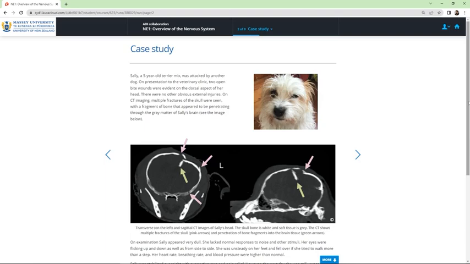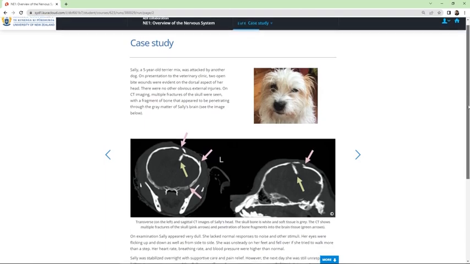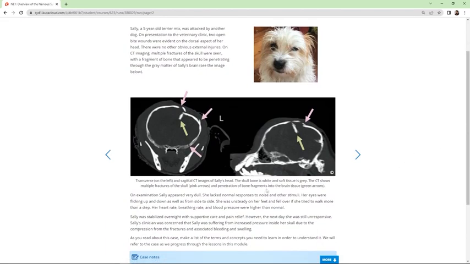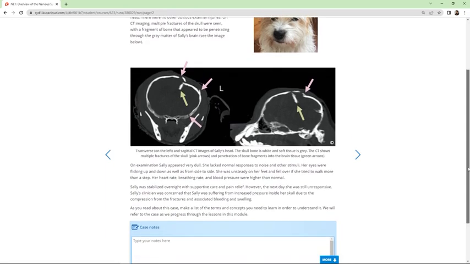Here, students are introduced to Sally the terrier, who is suffering from skull fractures and brain damage as a result of a bite wound to the head. Students read about her initial presentation at the clinic. Then they're provided with CT scans and guidance on how to read and interpret the medical images using proper anatomical terminology. After this, students are given more information about Sally's appearance, behaviour and vital signs.